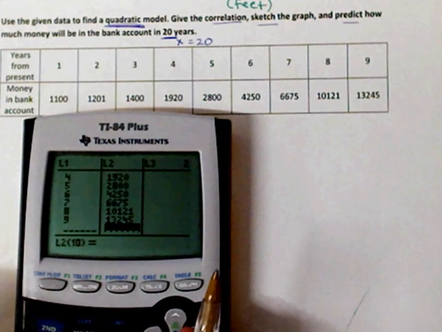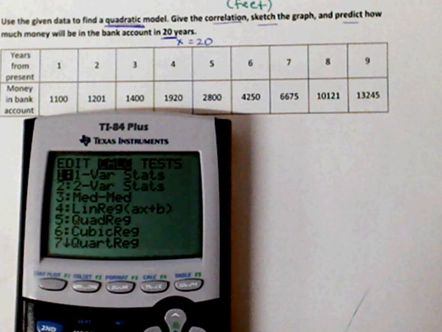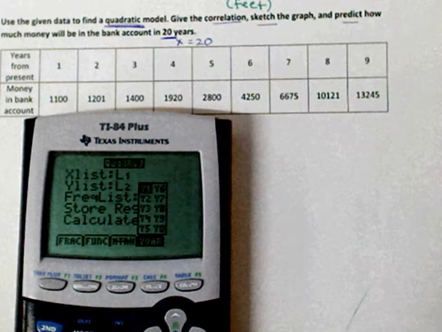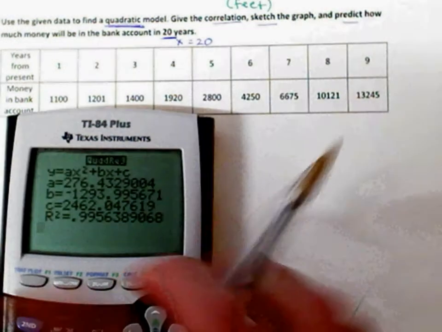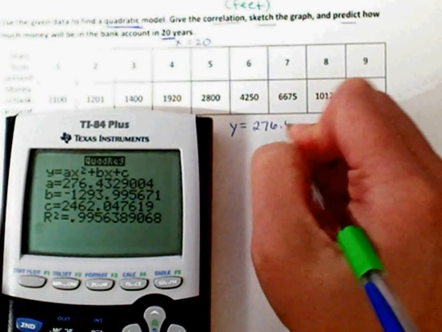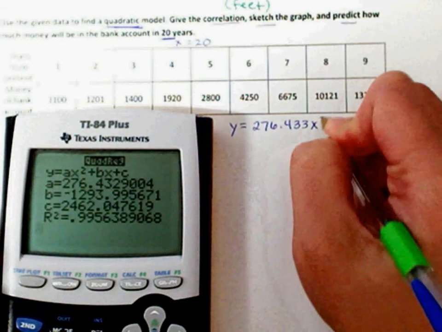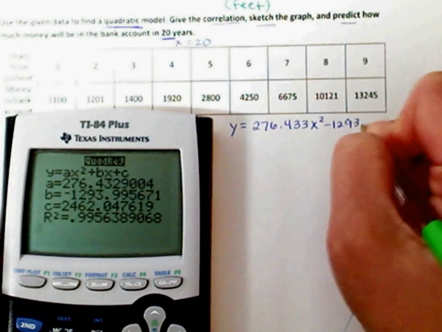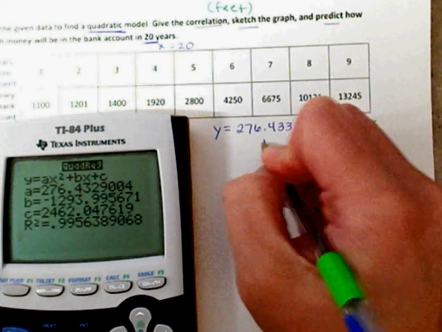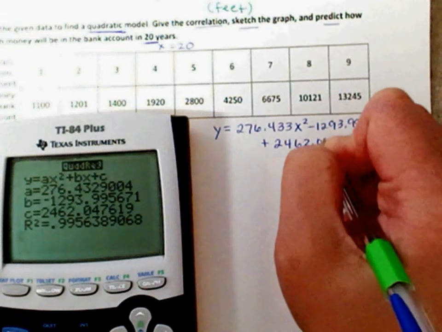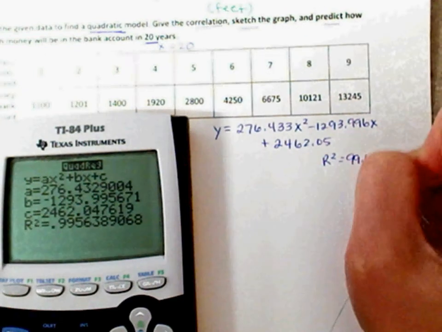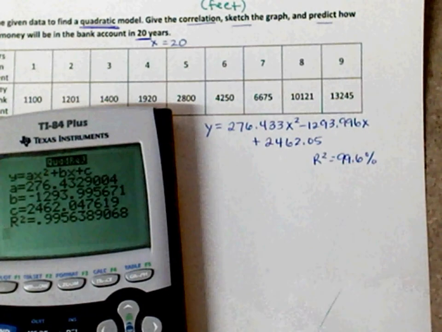Now, we're going to arrow over to quadratic, which is number 5. I am going to store this because I'm going to have to use it to find my information later. And I'm going to calculate. Go ahead and write your equation: y equals 276.433x squared minus 1293.996x, running out of room, plus 2462.05, with an R squared value of 99.6%. Alrighty, so there's my correlation.